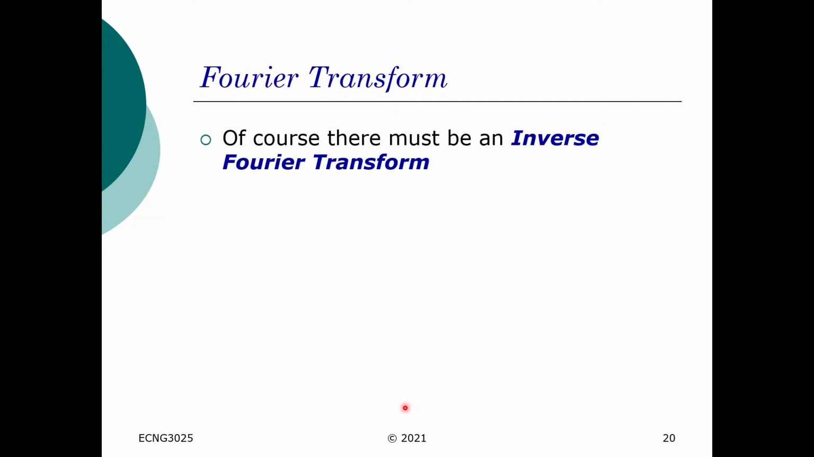Of course, because this is also referred to as the continuous time Fourier transform, there must also exist an inverse Fourier transform, which will allow us to move back from the frequency domain, capital X of omega, to the continuous time domain, x of t. And this equation here gives us the inverse Fourier transform.